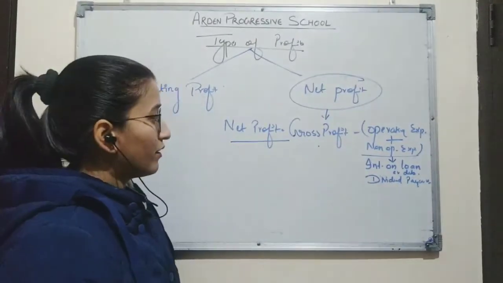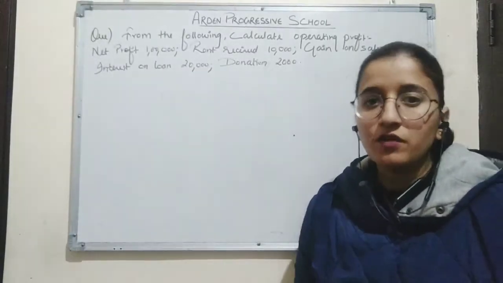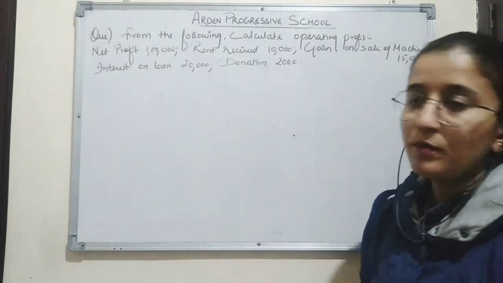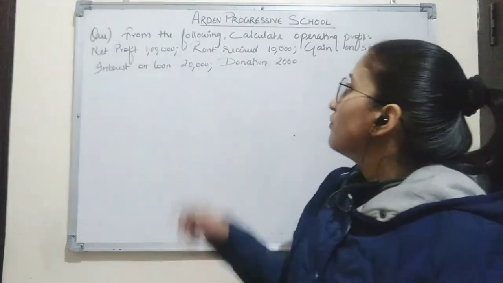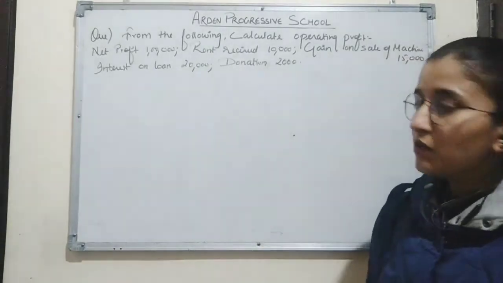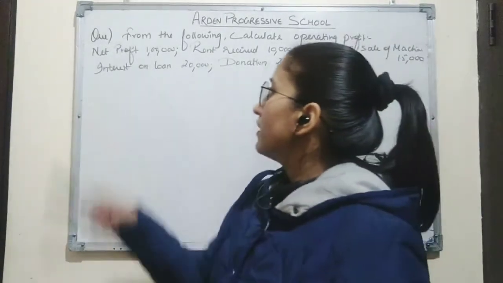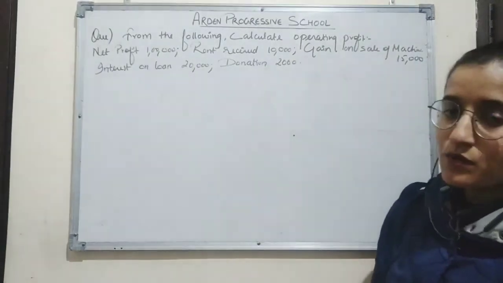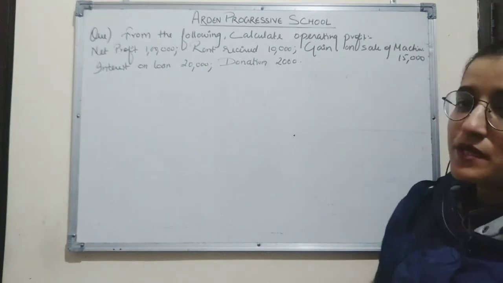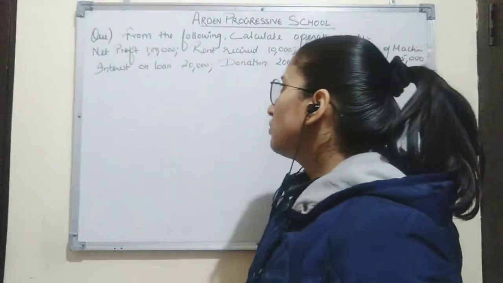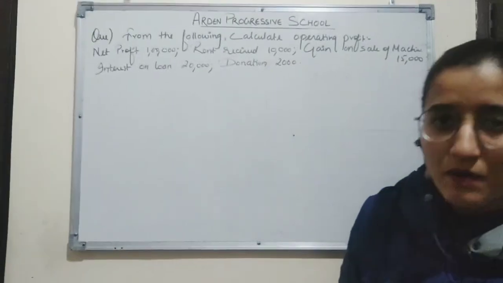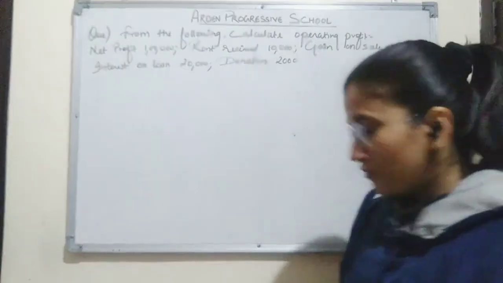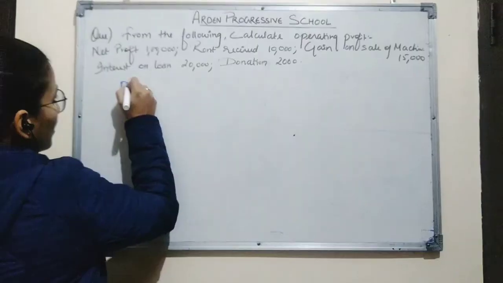amount of net profit. Now here is a practical question based on the formula we have discussed to calculate net profit and operating profit. Question is, from the following, calculate operating profit. Information is net profit amounting to rupees 1 lakh, rent received rupees 10,000, gain on sale of machine rupees 15,000, interest on loan rupees 20,000 and donation amounting to rupees 2,000. So here we have to calculate the amount of operating profit.